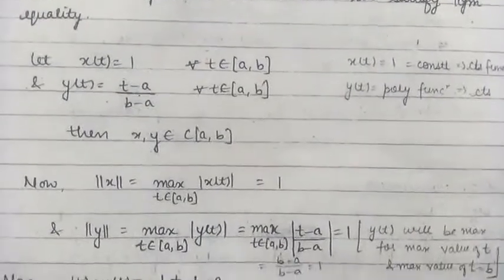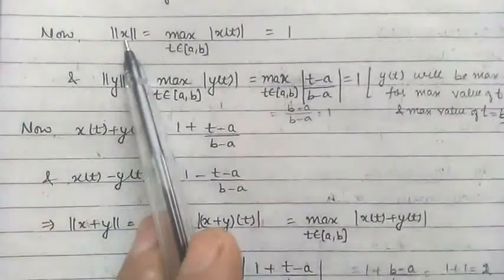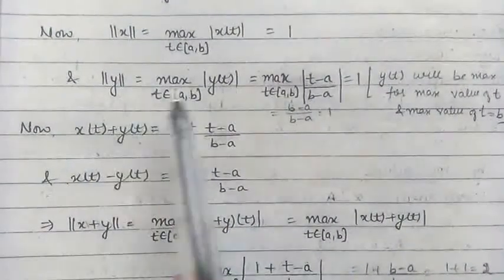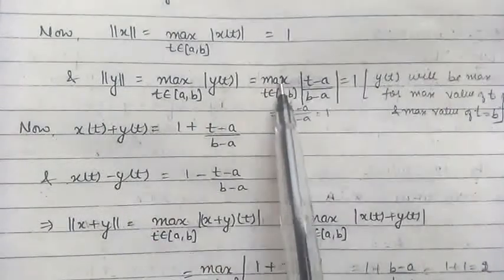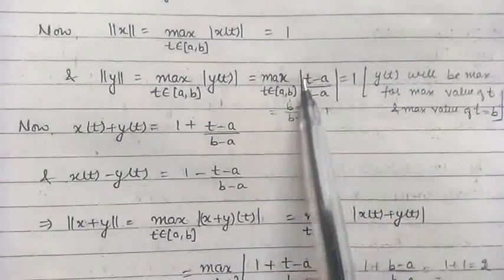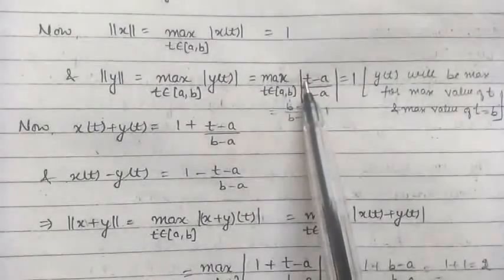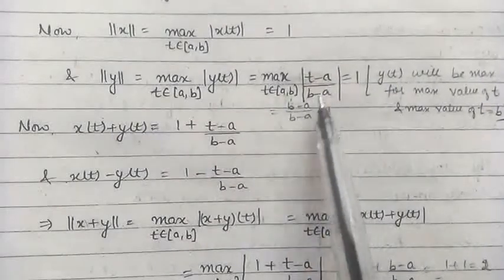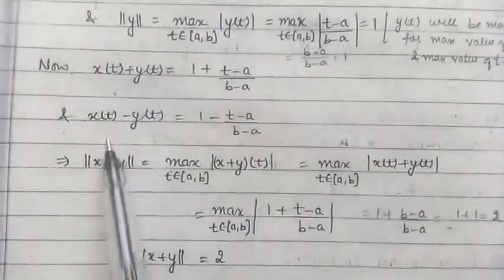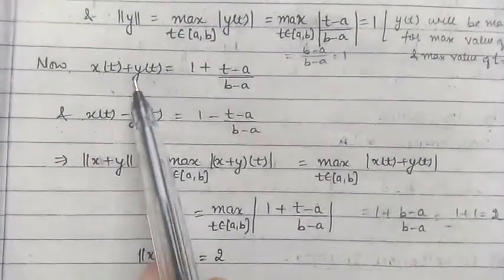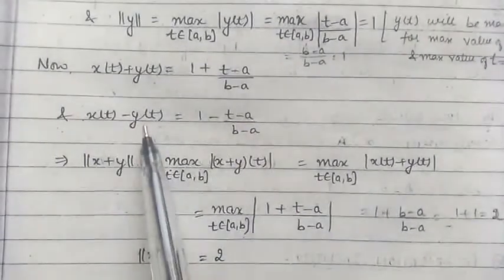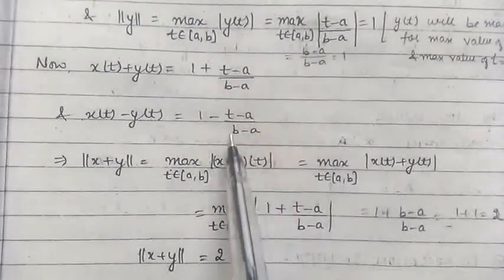Now let us find the norm of x and y. The norm of x means the norm of 1, that will be 1, and the norm of y means, by definition of the norm, the maximum of mod of (t minus a) upon (b minus a). Now this expression will be maximum when t is equal to b. So if t is b, this will become (b minus a) upon (b minus a), meaning we get 1. Now let us find x plus y and x minus y, then their norms. x plus y is 1 plus (t minus a) upon (b minus a), and x minus y is 1 minus (t minus a) upon (b minus a).